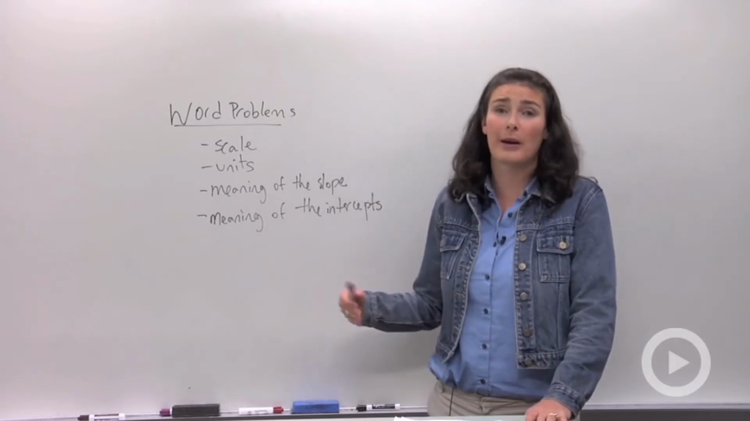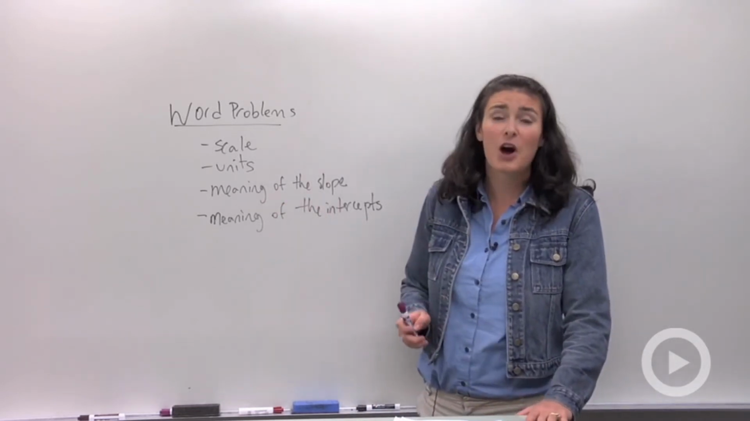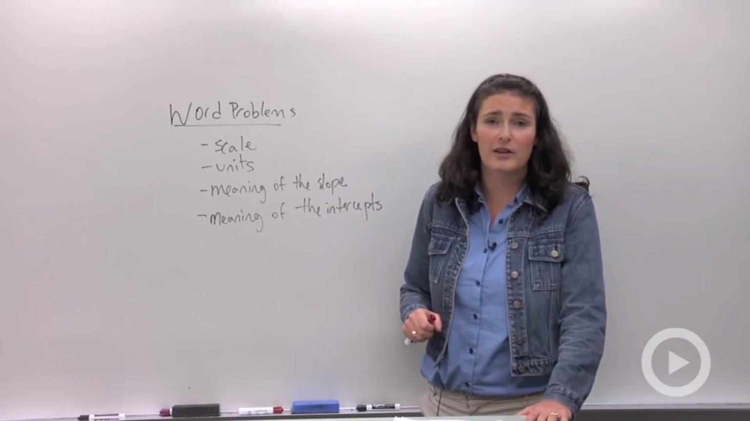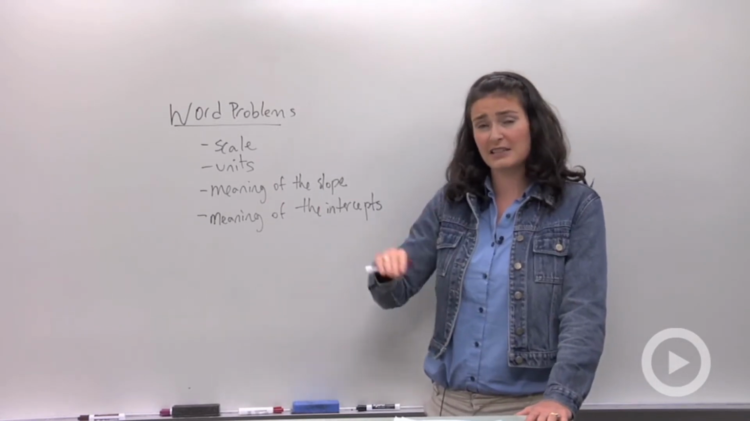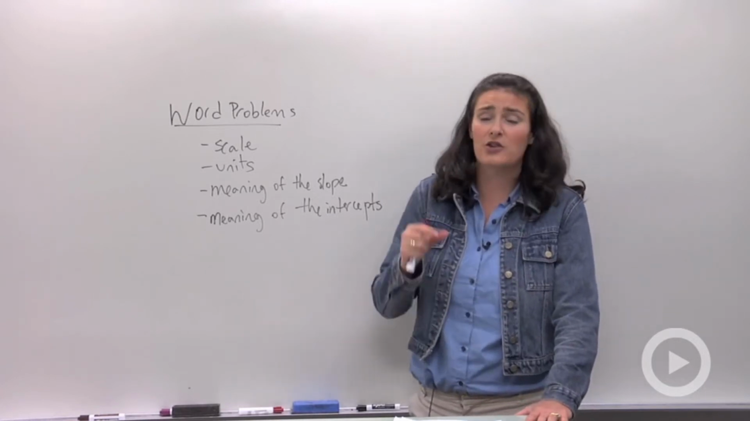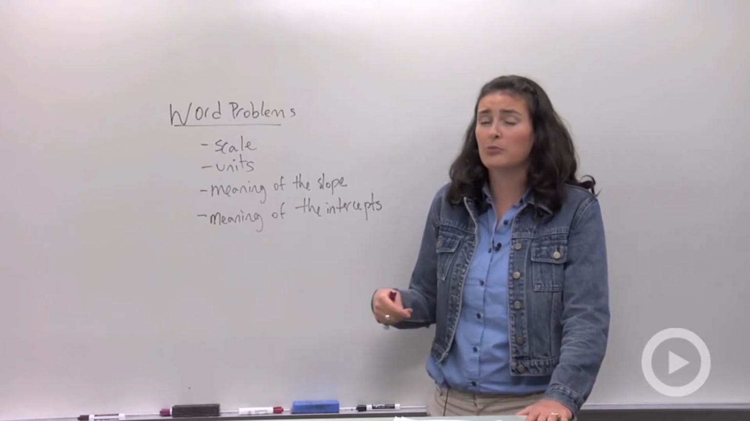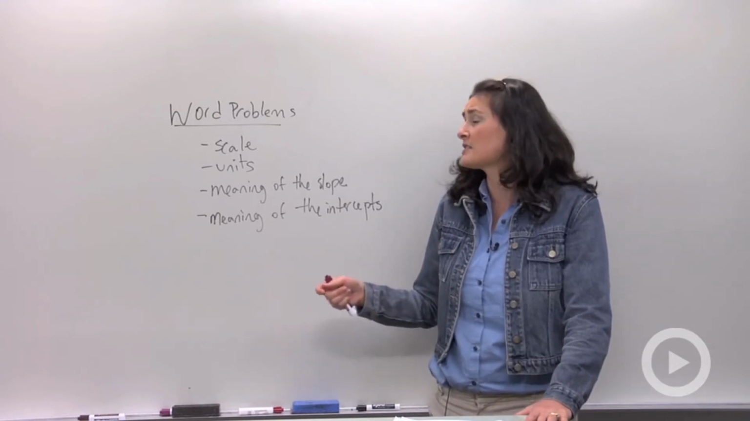When you're looking at a word problem or a graph that describes a word problem, there's a bunch of things to keep in mind. One thing to be really sure you're aware of is the scale on the x and the y-axis. By scale, that means how much are you counting by? Are you counting by fives or counting by 500s? That's something that's really important in terms of the real-world context.